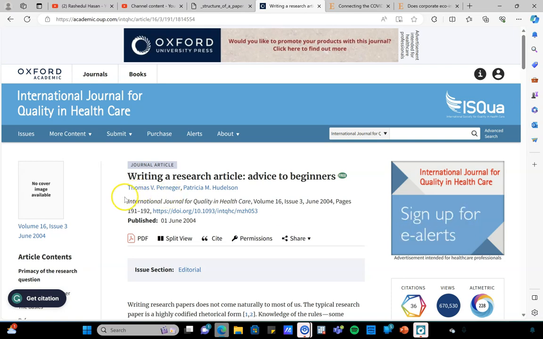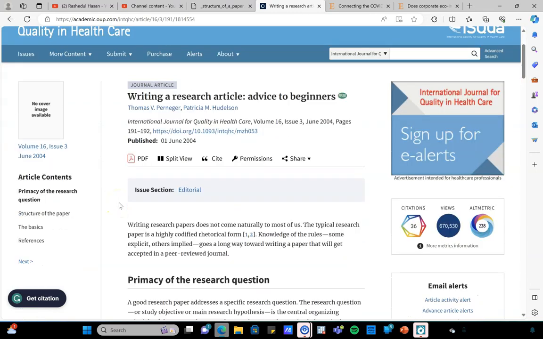And to do that, I'm looking at this paper published in Oxford Academic Journal or International Journal of Quality in Healthcare. This journal was published in 2004, quite a while ago, but I believe that the basic premise still is applicable. So I'm going to share this paper link in the video. You can always have a look. This is free for everyone to access, I believe.